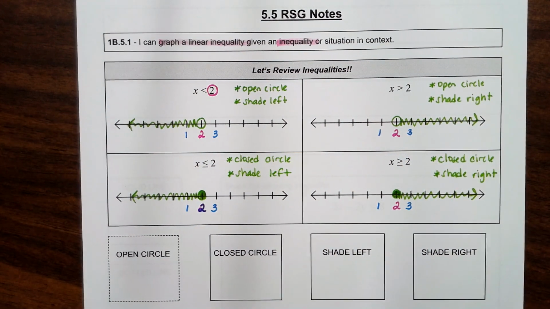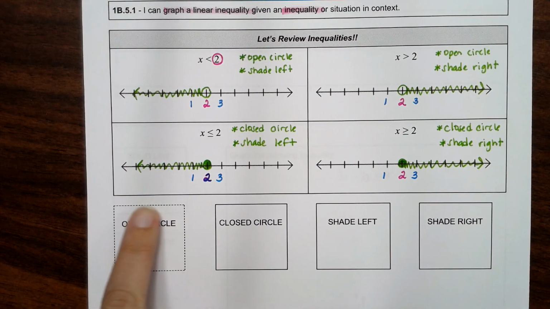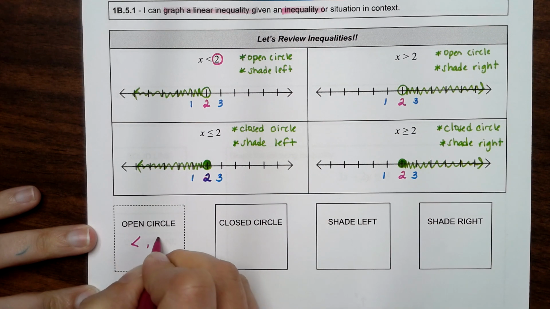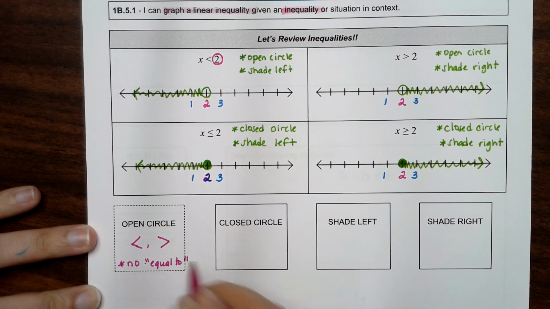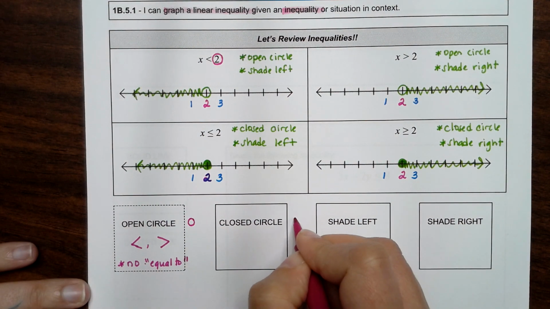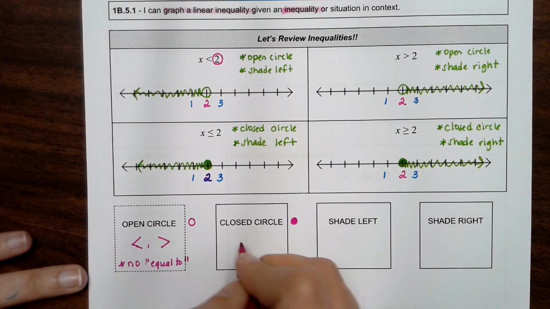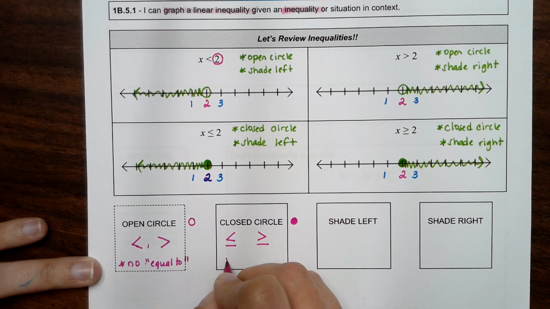So, to summarize what we know about inequalities, we use open circles, which I made a dotted box because it's like a circle with holes in the middle. We use open circles when our symbol is a less than or a greater than. The key here is that there's no equal to. We use a closed circle, and by the way, an open circle looks like this. We use a closed circle when our symbol is a less than or equal to, or a greater than or equal to, because this time there is an equal to.